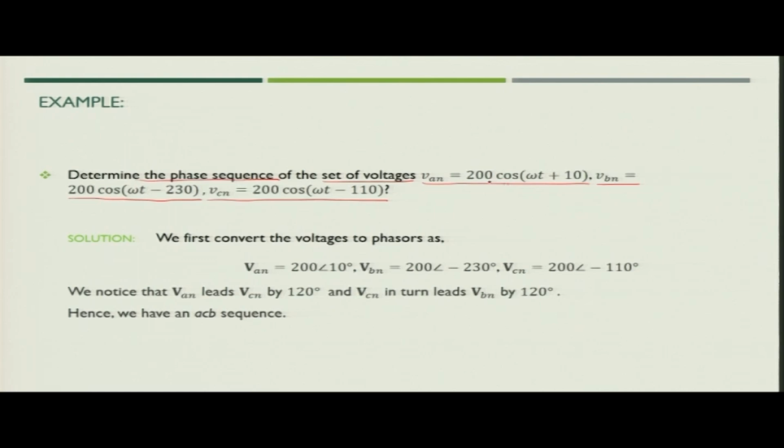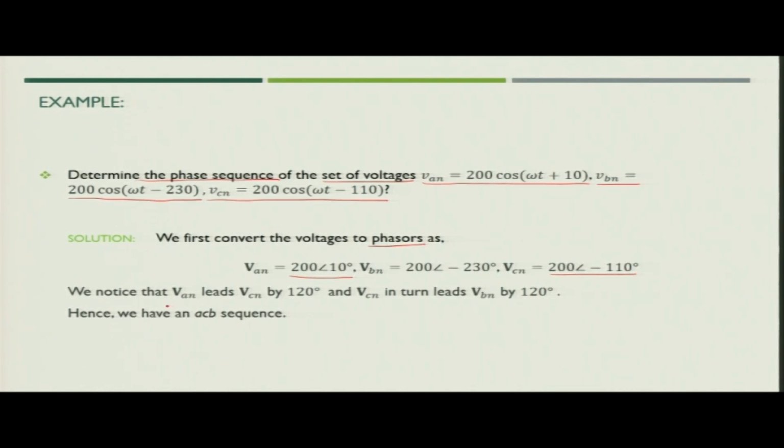So, what we have to do first? First we will convert it into phasors. So, VAN can be written as 200 angle 10 degree, VBN can be written as 200 angle 230 degree, VCN can be written as 200 angle 110 degree.